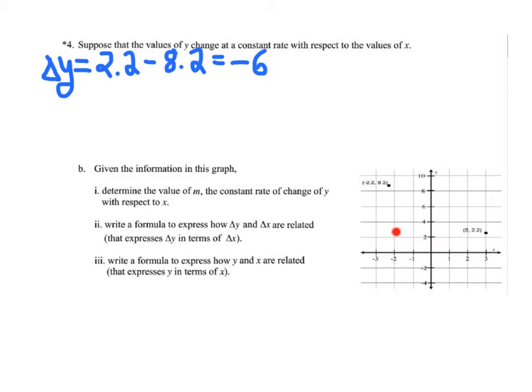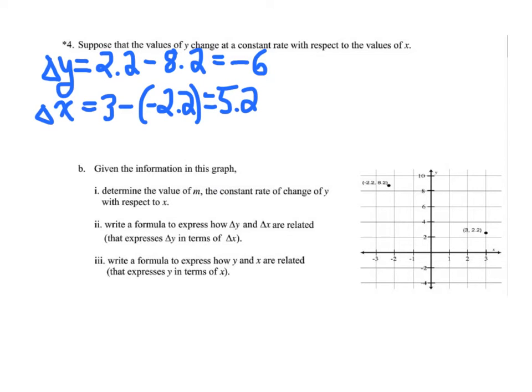Similarly, the change in x is 3 minus a -2.2, or 5.2. So, as we move from the first point to the second point, the x value has increased by 5.2 units, and the y value has decreased by 6 units. We can designate these values of change in x and change in y on the graph using line segments like this.